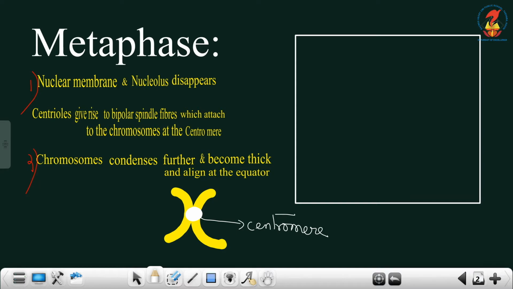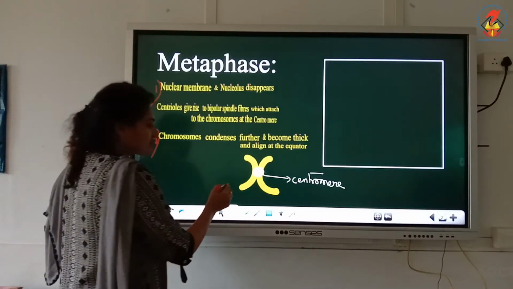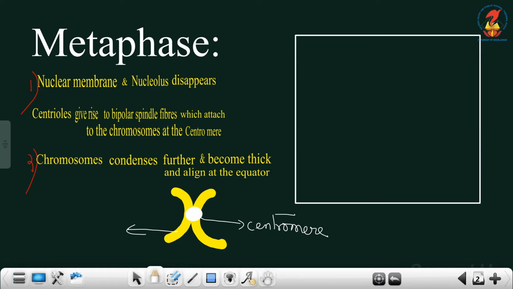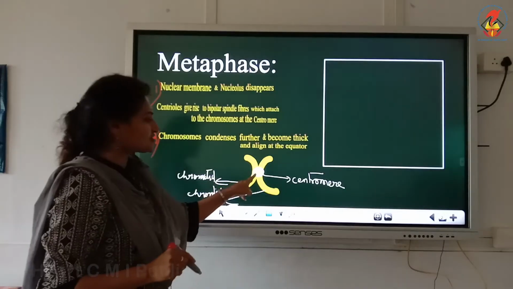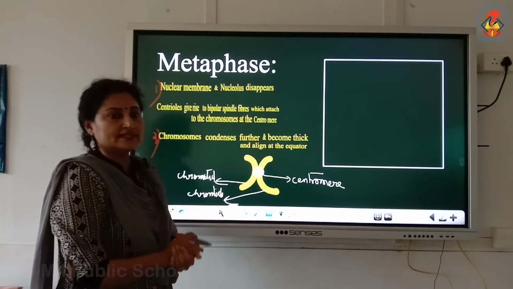And a chromosome has 2 members. The 2 members are the chromatids. So, this is one chromatid, this is the second chromatid. You need not call one chromatid, second chromatid, these are called sister chromatids. So, the chromosome will have 2 sister chromatids attached at a point called the centromere.